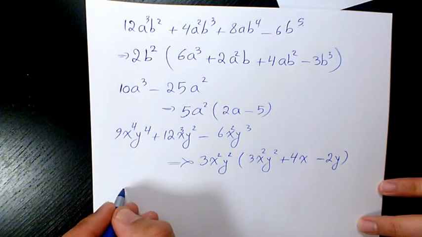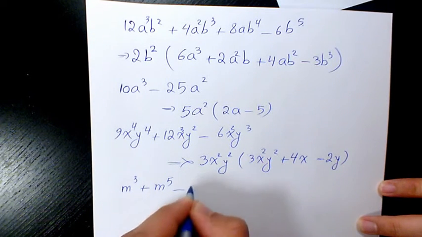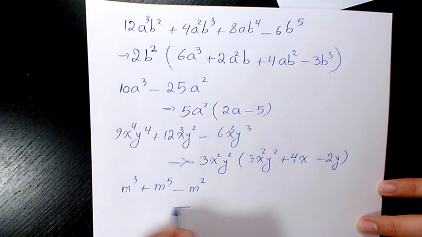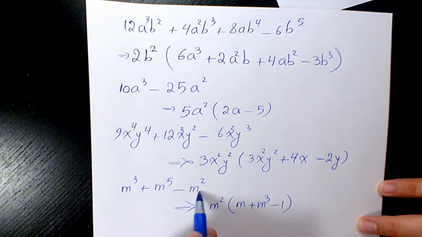Next one is going to be m to the power of 3 plus m to the power of 5 minus m to the power of 2. You can factor m squared because that's the smallest one, m squared times m plus m cubed minus 1. M to the power of 3 divided by m squared is m. M to the power of 5 divided by m squared is going to be m to the power of 3. M squared divided by m squared is going to be 1.